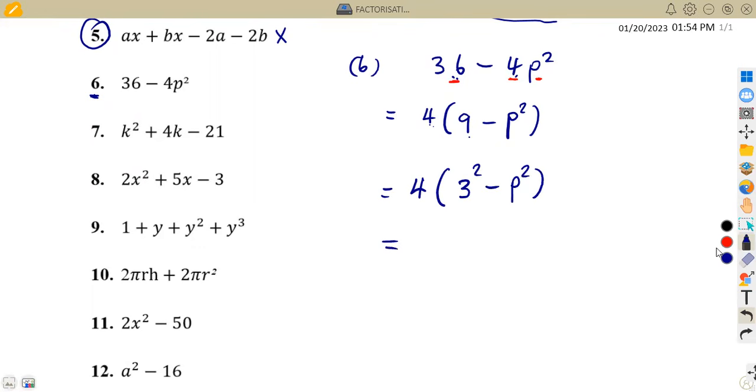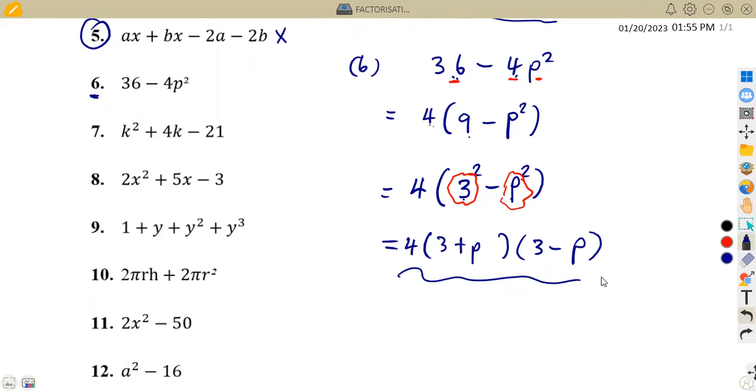So from your difference of two squares, you can note that here we've got 3 and here we've got a p. So one bracket is going to add. So it's going to be 4 into 2 brackets. So we are adding 3 and p. So it's going to be 3 plus p. Another bracket, you subtract, 3 minus p. So that's your final answer. As you can see, we do not have anything common between these brackets that we have. Okay, so that was question number 6.